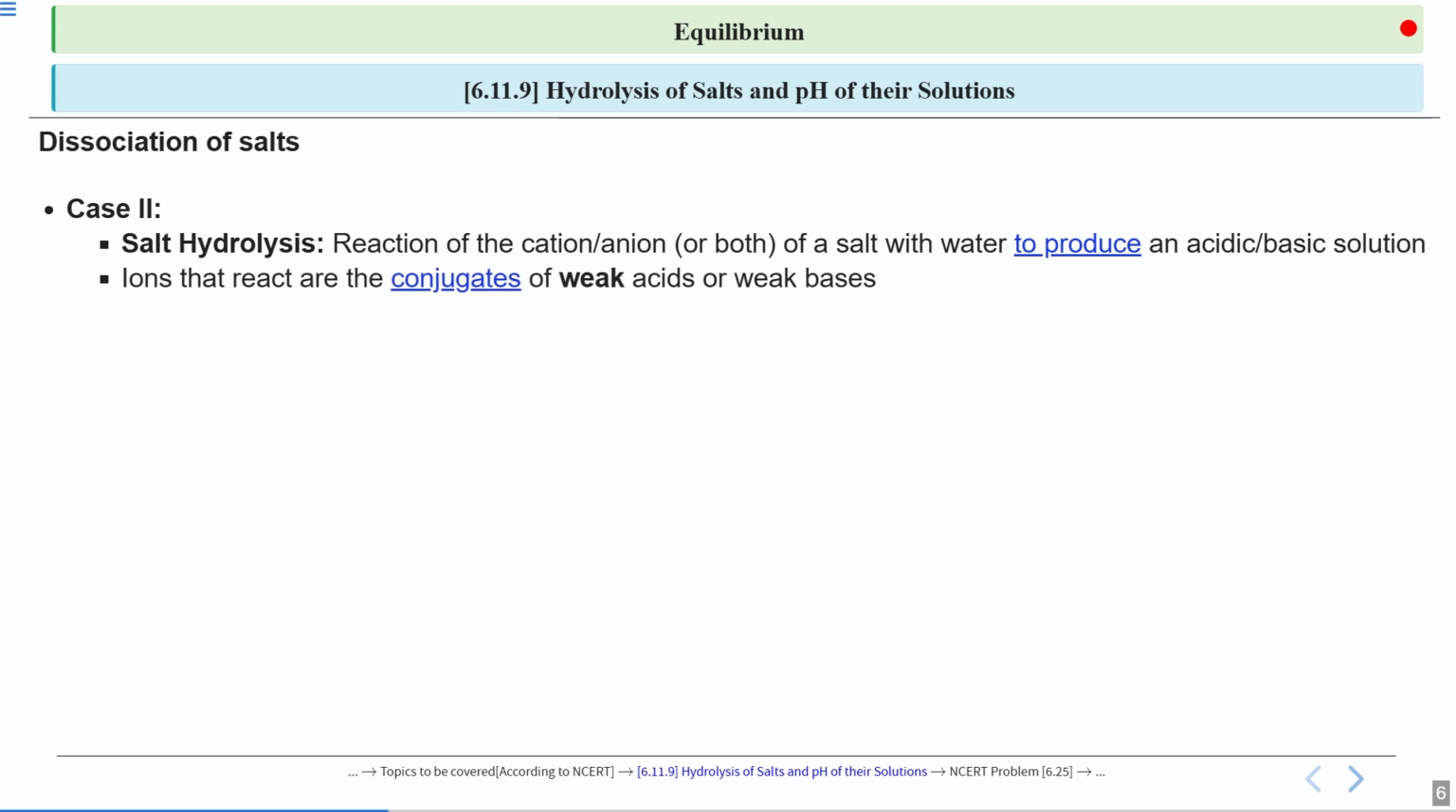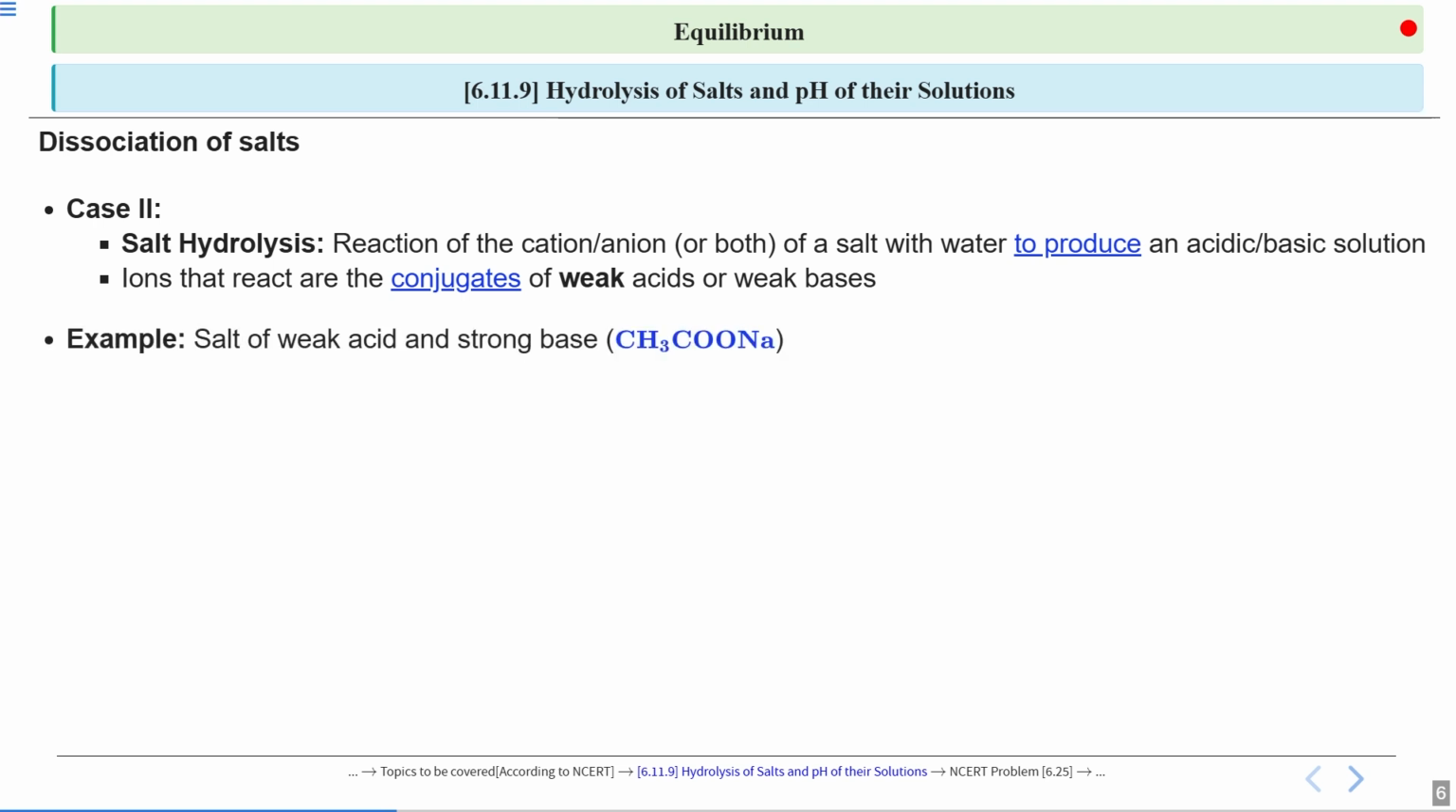Now, if it is reacting, then what will it form? So ions are what? They are conjugates of weak acids and weak bases. What is the meaning of this? We saw that in the previous case, the cations or anions were hydrated if and only if they are a part of strong electrolytes. Here in this case, it will only hydrolyze if your ion is a part of a weak electrolyte, which is a weak acid or weak base.